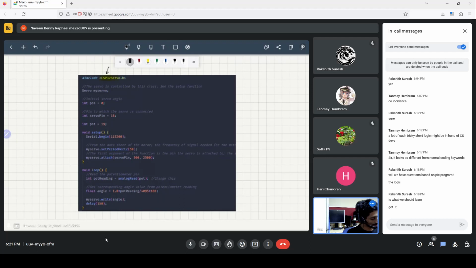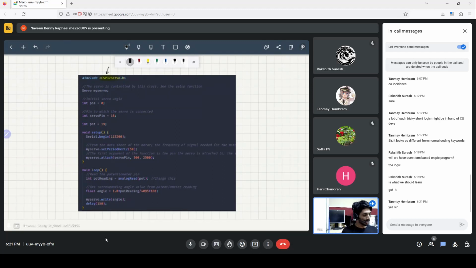So in this case, first we define the variables. Okay, how many of you are familiar with programming? Okay, fine. So in that case, it won't be too painful to see. This is essentially a normal C++ code. We are first defining my servo as a servo because we want to control the servo. The servo we are using is controlled with pulse width modulation.